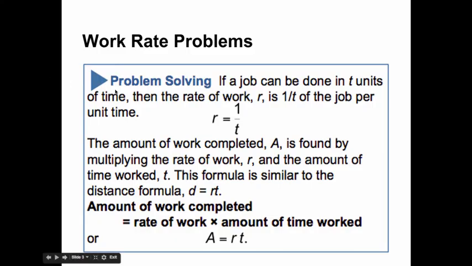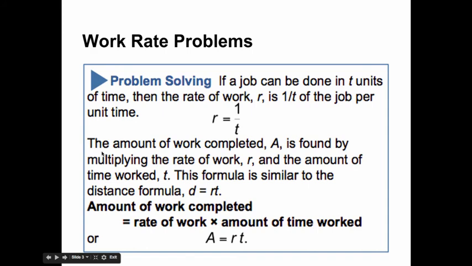So the next type of questions that we're going to be working on, or I have one example and you're going to do more in your practice, is the work rate problems. So here's the part from the textbook that I took. If a job can be done in T units, and these units can be minutes, seconds, hours, any unit of time, then the rate of work, which we call R, is 1 over T of the job per unit time. So if I'm saying a job can be done in 3 hours, then the rate is 1/3.